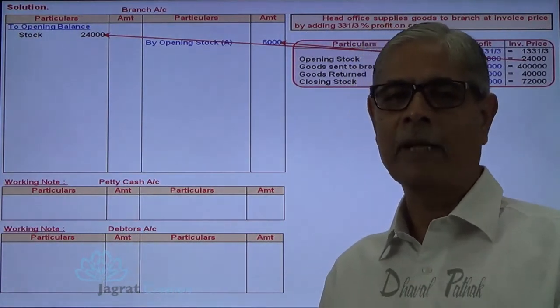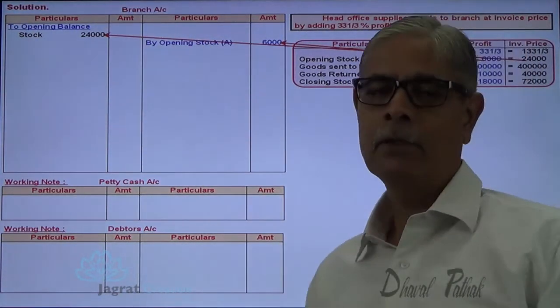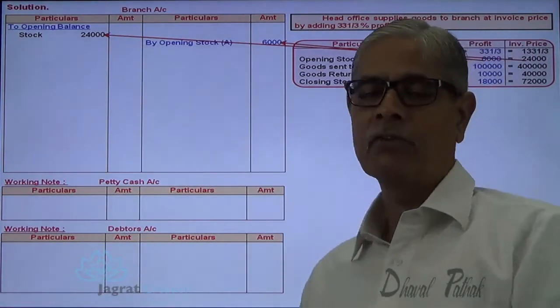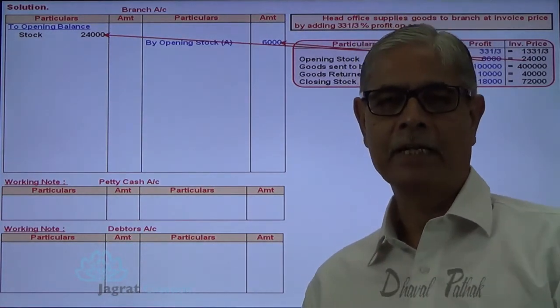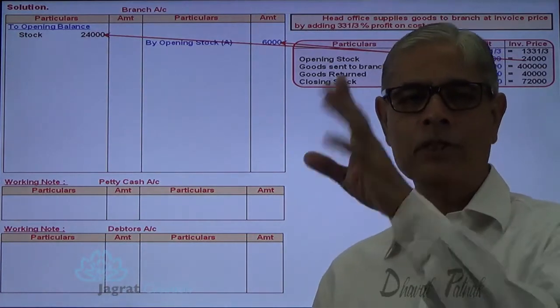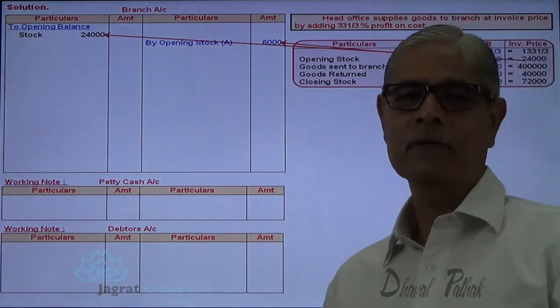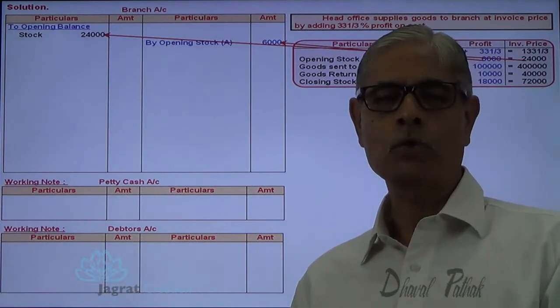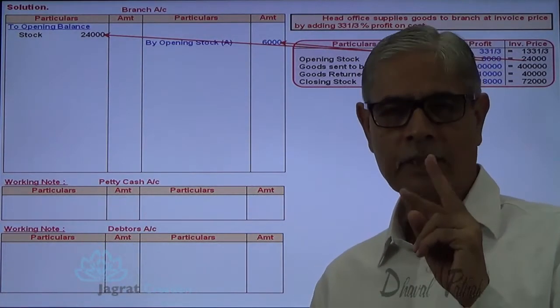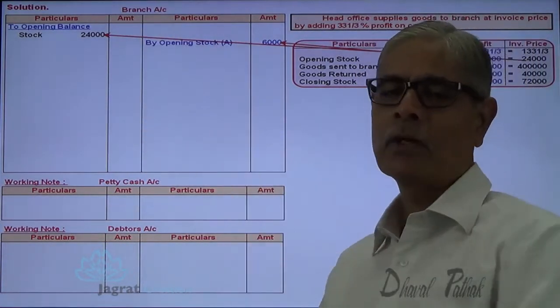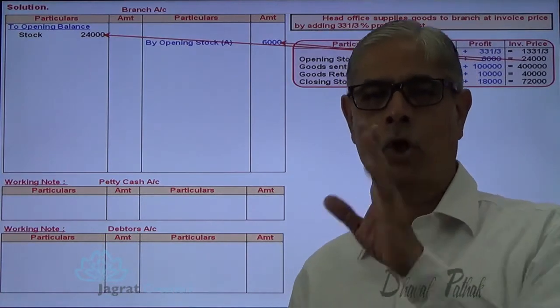But what is the style of recording? Branch account debit to opening stock account credit 24,000. Now adjustment entry. Opening stock account debit to branch account credit 6,000. So what is the effect of these two journal entries? The effect of these two journal entries, that opening stock is debited to branch account at cost.